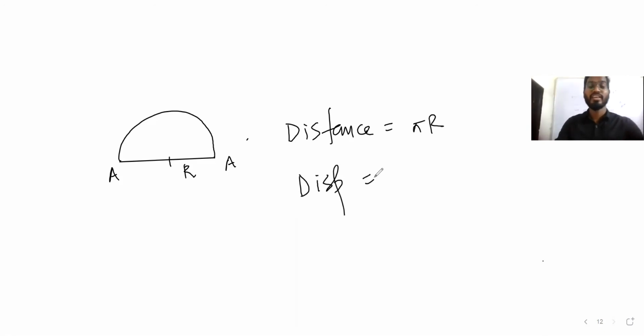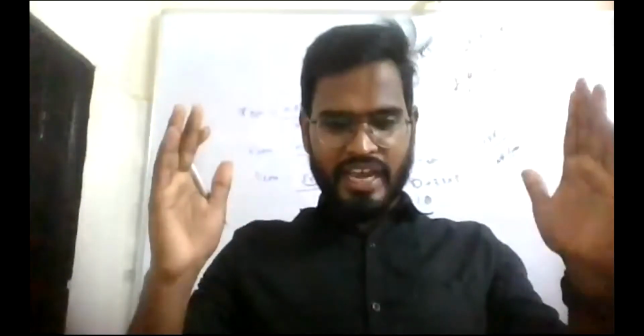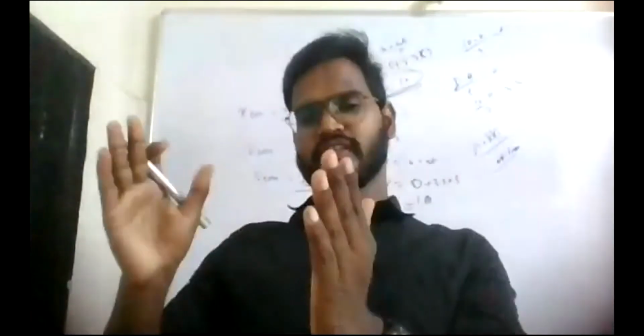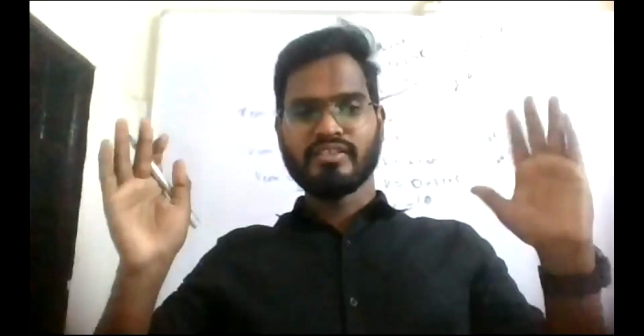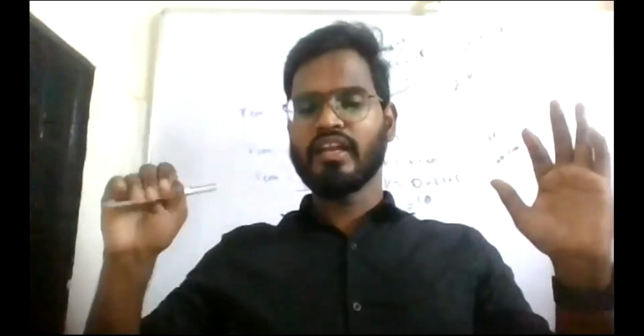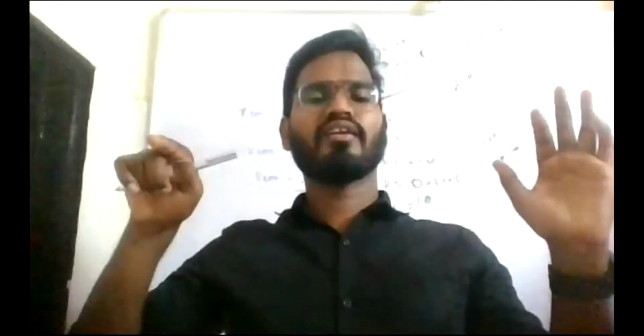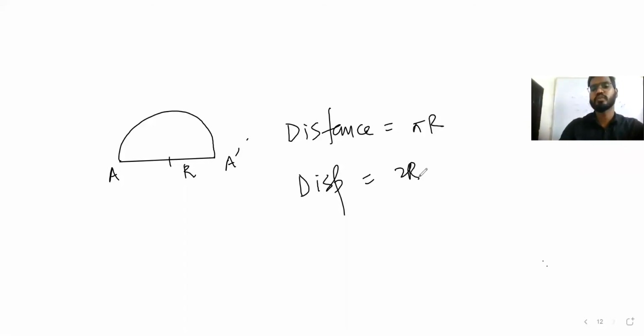Okay, let's take displacement. Displacement is the shortest distance between initial and final positions. The distance between A to A dash is the diameter, radius plus radius. This is initial, this is final, and the distance between these two is the displacement. So we can say 2r is the displacement.